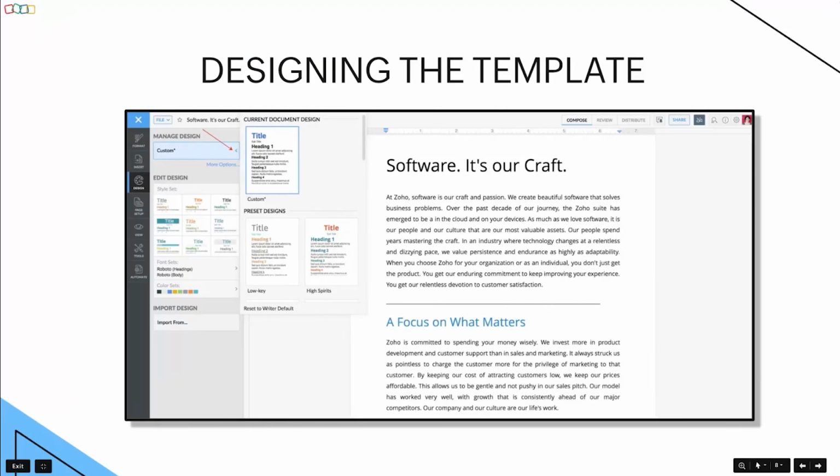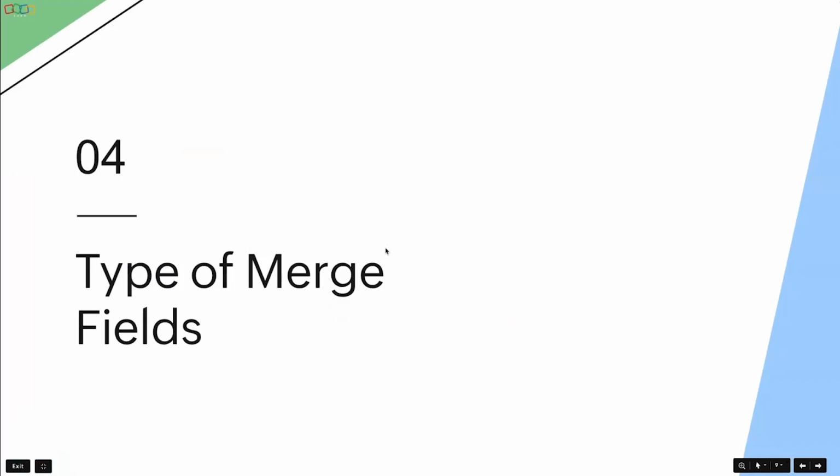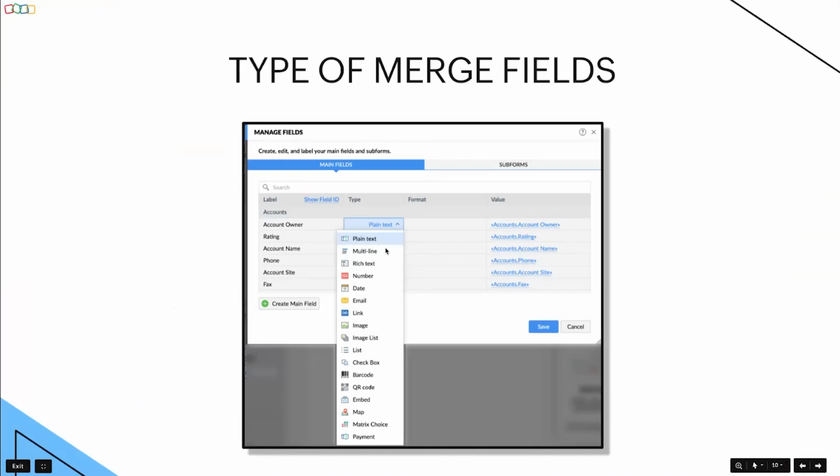These designs are really going to help me out, Gautam. But could you also explain the different type of merge fields available and how they can be used to enhance our documents here? Absolutely. There are many fields in Zoho Writer. So we have date fields that allow you to format and display dates according to your preference. Also, there are various fields like checkbox, map, QR code, etc.